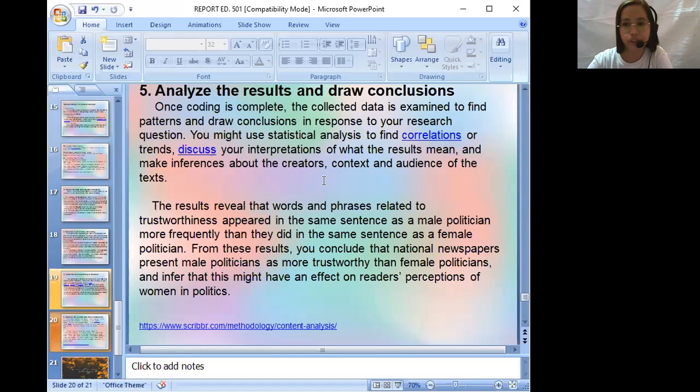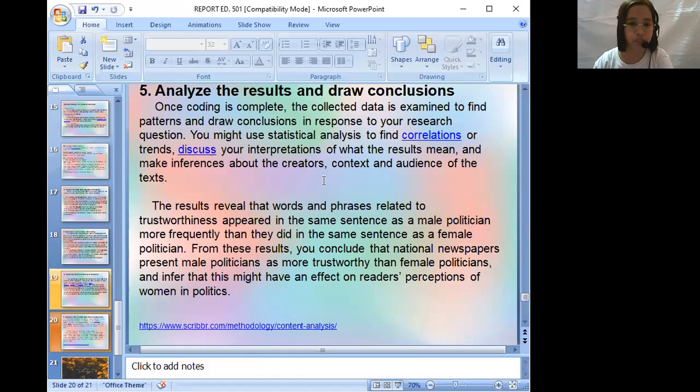The last one, analyze the results and draw conclusions. Once coding is complete, the collected data is examined to find patterns and draw conclusions in response to your research question. You might use statistical analysis to find correlations or trends, discuss your interpretations of what the results mean, and make inferences about the creator's context and audience of the text.